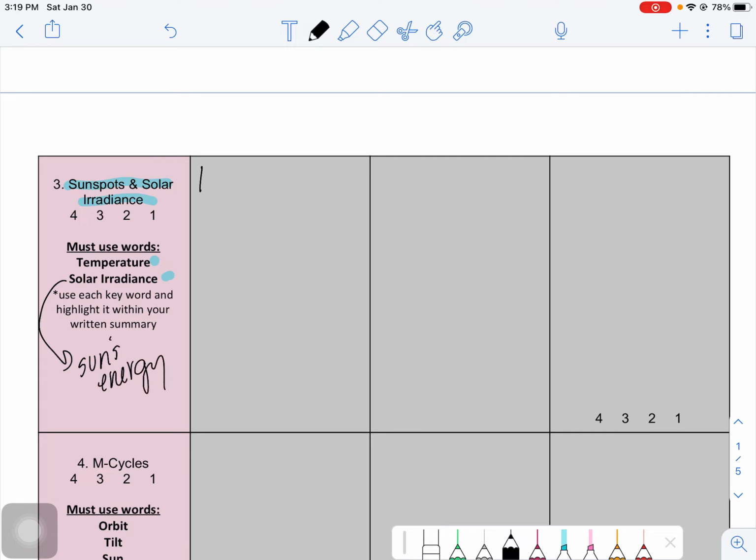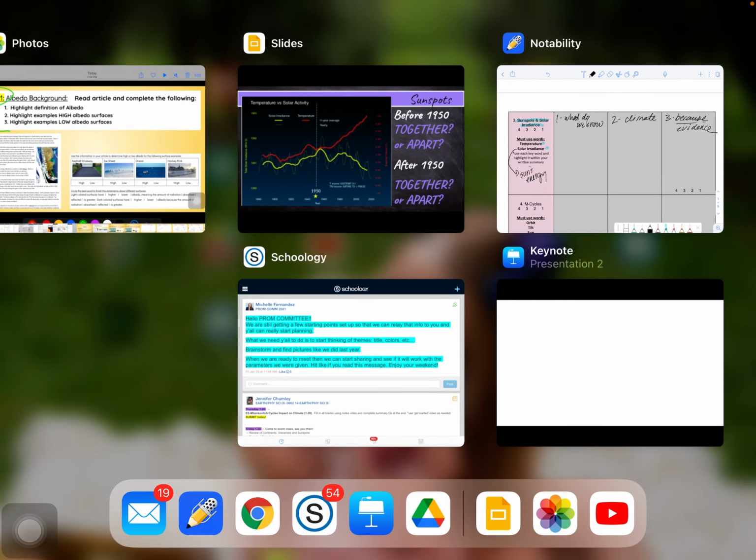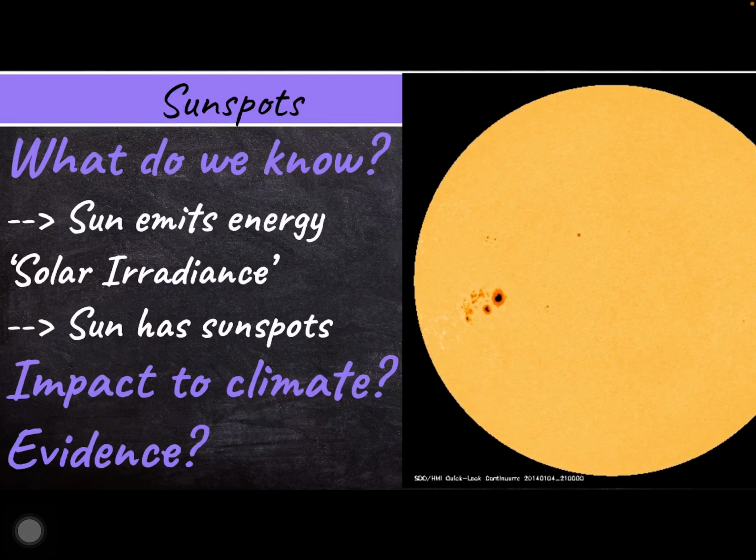So again, we're breaking it down into 3 parts. Number 1, what is it? What do we know? Number 2, impact to climate. And then number 3, our because, right? Our evidence that that's occurring. So I'm going to go back to the slides and give you kind of an outline, and you can be filling in your learning targets as we go.